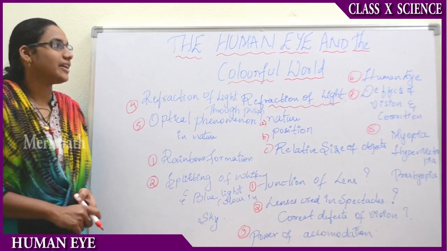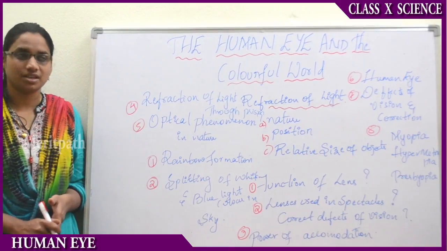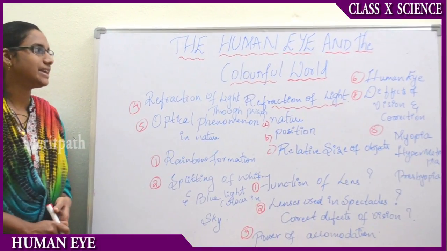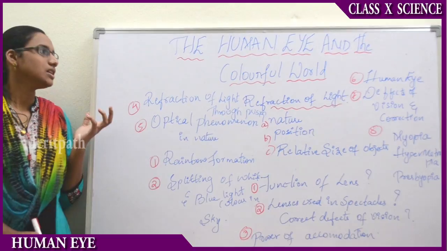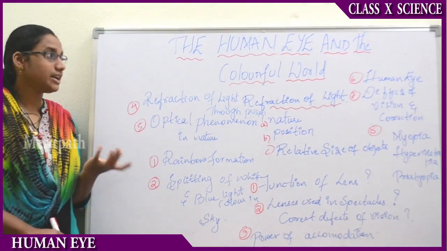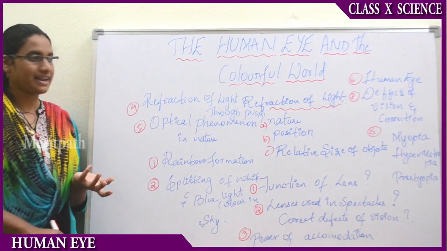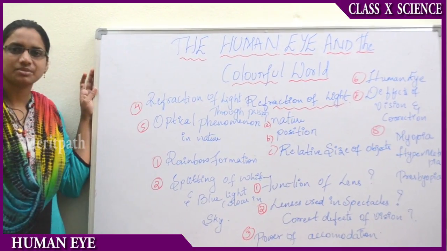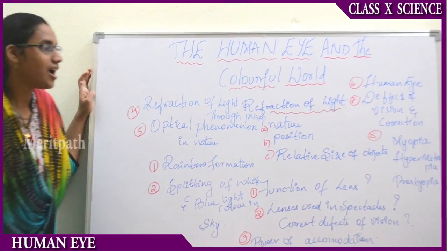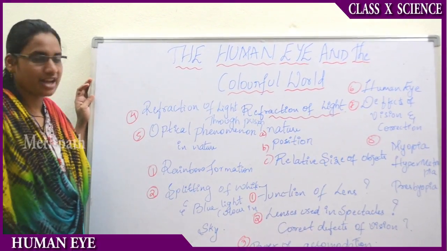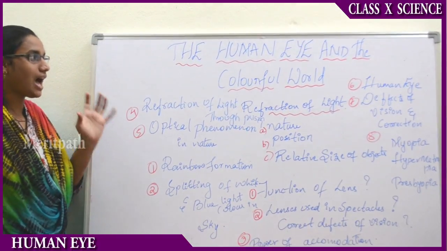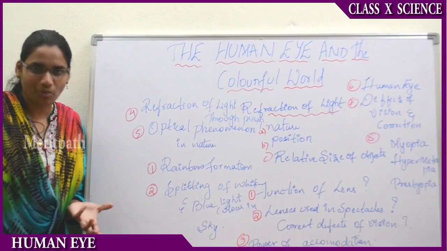Topic: the human eye and the colorful world. What do you mean by the human eye? That is the source, the essential organ which is required to see objects, right? Now, in the previous chapter, we discussed the laws of reflection and refraction and how our eye is able to see the objects.